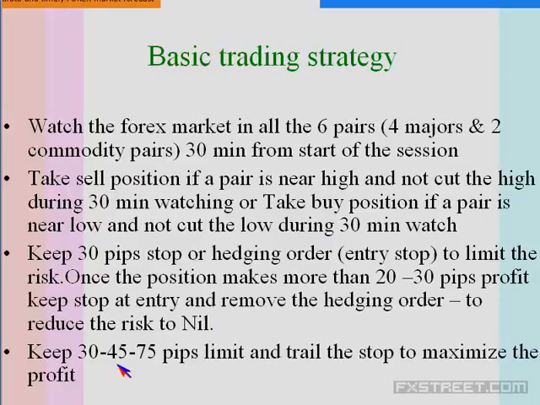Either it can be 30 pips, 45 pips, or 75 pips, and you can move the limit away from the market, but not the stop. And once the market moves in your favor, you trail the stop, and if they drop down suddenly, your stop will be filled, so that you will have a minimal profit. In case they gain further, your trailing stop will move up and try to maximize the profit. So learn the technique of maximizing the profit.